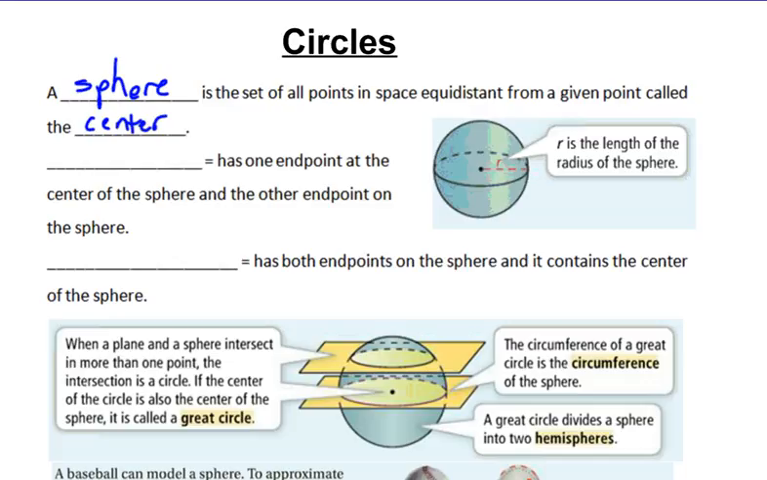So a radius has one endpoint at the center and one endpoint on the sphere. It's very similar to the radius of a circle, only now there's way more radii because they're three-dimensional. It goes all over. A blank has both endpoints on the sphere and contains the center of the sphere. That would be a diameter again.